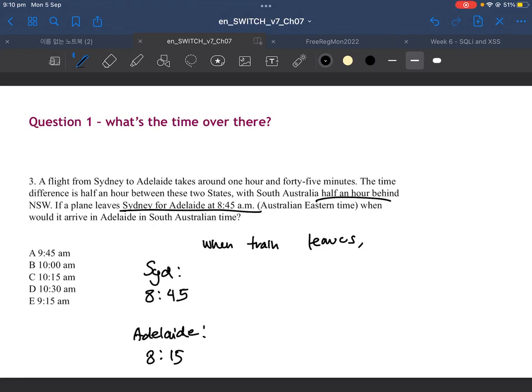As long as we establish these two things, then it gets simple. If the plane leaves at 8:45 in Sydney, but in Adelaide it's actually 8:15 because it's 30 minutes behind, then 1 hour and 45 minutes later, which applies to both simultaneously because time runs the same for both cities, in terms of Adelaide we would have arrived at exactly 10 a.m. 1 hour 45 plus 8:15 is 10 a.m. So that's why I calculated that, and that's your answer. It's option B.